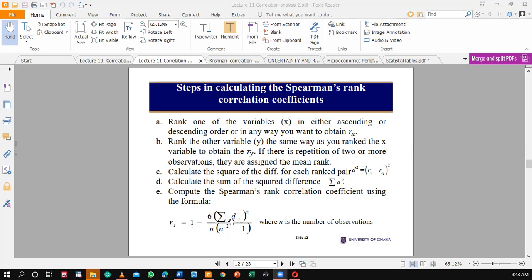1 minus 6 sigma D squared. Please check this thing here. It's not supposed to be like this. It's not sigma D all squared. This is different from sigma D squared. So it's sigma D squared, and this bracket must go away. Over n times n squared minus 1. That will be the Spearman's correlation coefficient.